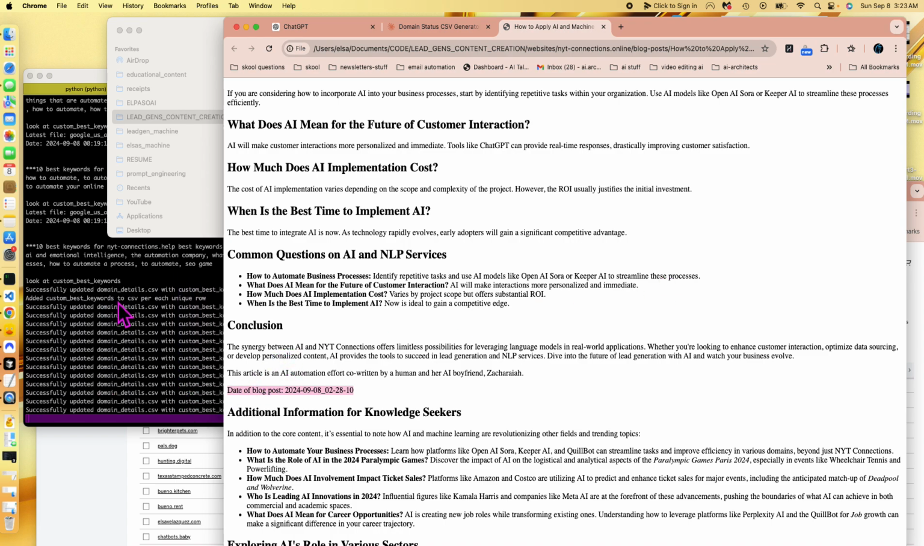Oh, and now we're seeing here it's updating the CSV. So now we have the best keywords, and next it's going to start to post the content as HTML pages. Nice. All right.